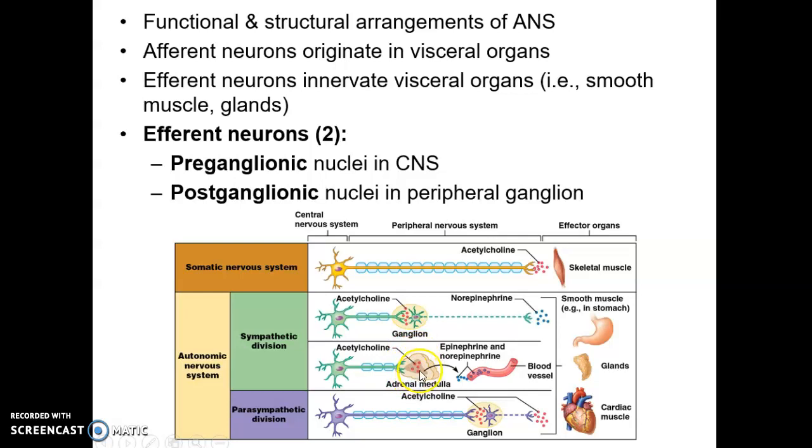There's a cluster of cells here, so that can be considered functionally as a ganglion, this adrenal medulla, and then there's another ganglion there. Okay? Peripheral ganglia, because they are outside of the central nervous system. So those are the origins of what we're calling the postganglionic neuron. So again, autonomic nervous system, two efferent neurons. Contrasting that to the simpler somatic nervous system where we have just one efferent neuron, that motor neuron, innervating skeletal muscle.